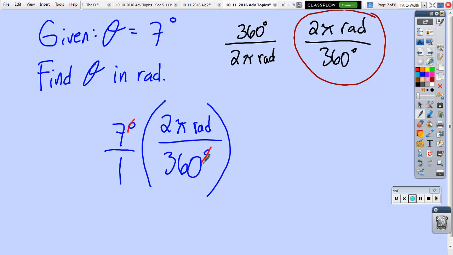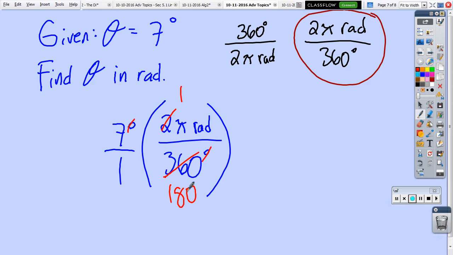Yes? Would it be 14 pi radians? Yeah, so this would be 14 pi radians over 360, but I noticed that 2 and 360 become a 1 and a 180, and I don't think I can go any further than that. I don't think 180 and 7 have anything in common.